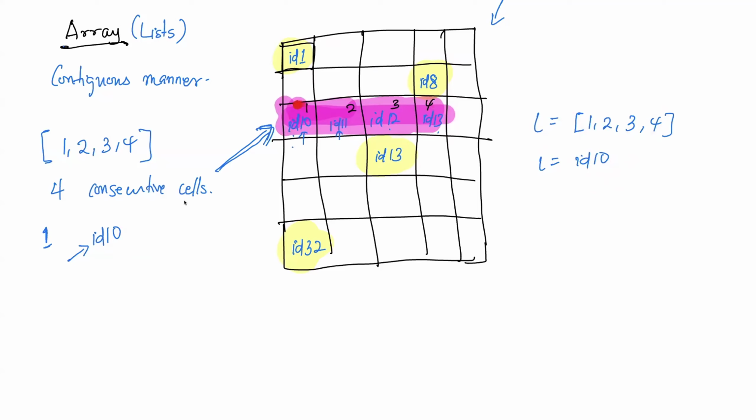Then it returns the address of the first cell, and assigns that to your variable. Because it has done that, it is very easy for it to find the next one, and the next one. If it knows that L is ID 10, when it wants to find the second cell, all it needs to do is add +1, and then it's at the next one. Does this make sense to everyone?